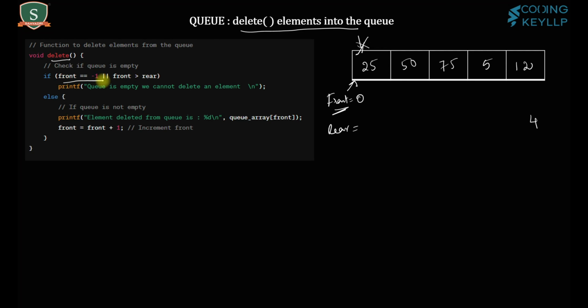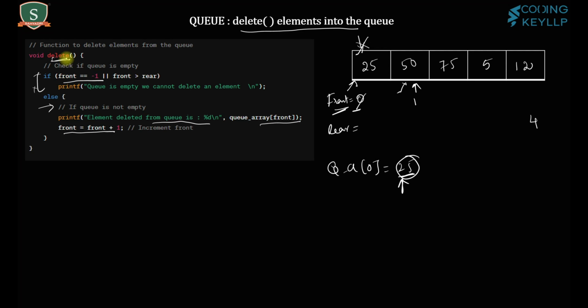Now front is equal to -1? Is front equal to -1? No, the condition failed. Once this condition failed, it comes to the else part. Element deleted from the queue is q array of front. So q array of front is 0, that is nothing but 25. So we print that 25 is being deleted and front is equal to front plus 1. So front is 0 plus 1, it comes to here. Now front is showing this one. Next, when I call the delete function, what value will it delete? Whichever value front shows, that value will be deleted.